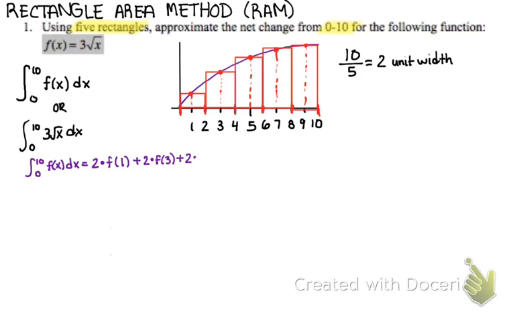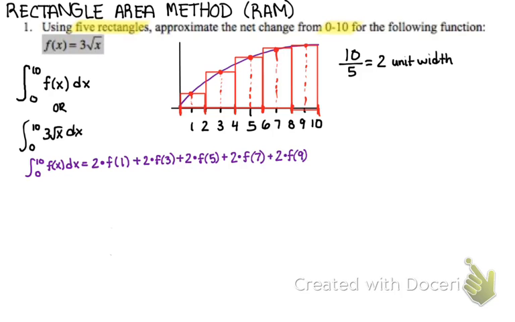The next one also has a base of 2. The height comes from 5 up here. So I'll write f of 5. The next one has a base of 2, and the height comes from x equals 7, so I write f of 7. And the last rectangle, the fifth rectangle, 2 times f of 9. Now remember, each of these little quantities is an area of one of the rectangles. So that's what we're looking at there.